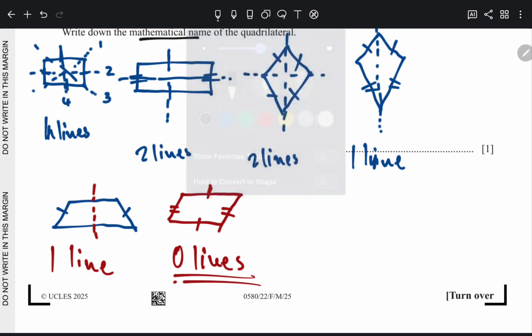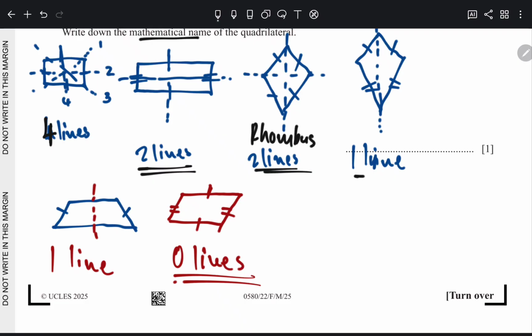So we can see already, square has 4 lines of symmetry. Rectangle, 2 lines. Rhombus, okay, this is a rhombus, will have 2 lines. Kite, only 1 line. And the trapezium, only 1 line. Remember, what makes this a trapezium is these 2 sides are parallel to each other. And this one will be a special trapezium called an isosceles, where these 2 sides are equal. It will have 1 line of symmetry, and then an ordinary trapezium will have 0.